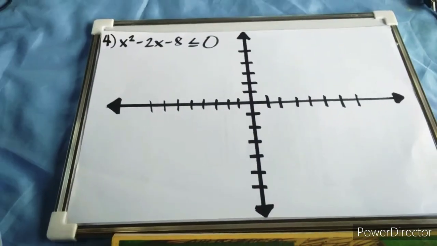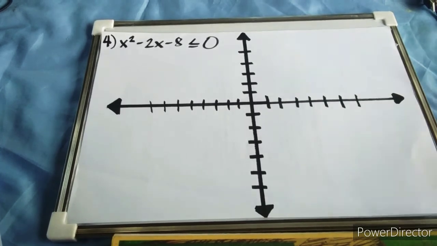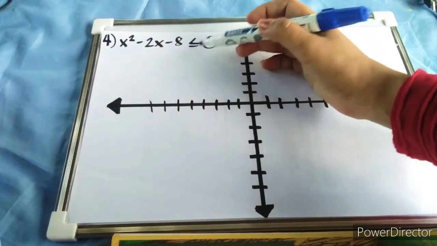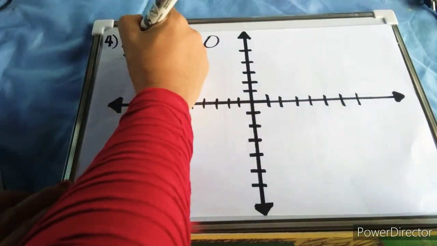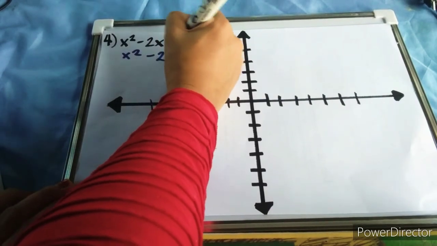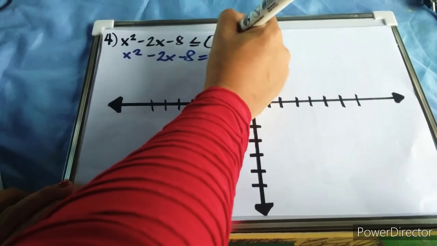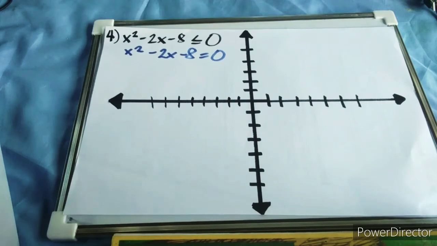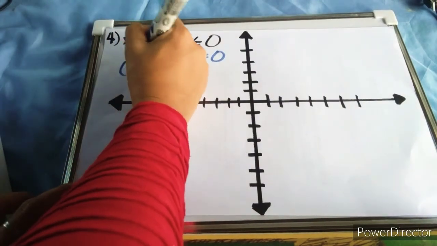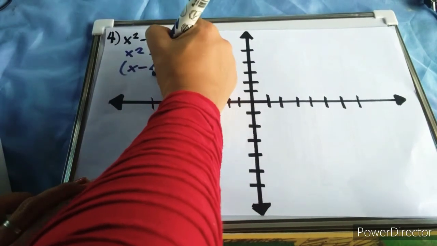Okay? x squared minus 2x minus 8 is less than or equal to 0. So, we should transform this into quadratic equation or quadratic function by just changing the inequality symbol used into equal sign. So, we have x squared minus 2x minus 8 is equal to 0. And after that, apply factoring. So, what are the factors of negative 8 na may sum na negative 2? So, you have negative 4 and positive 2.